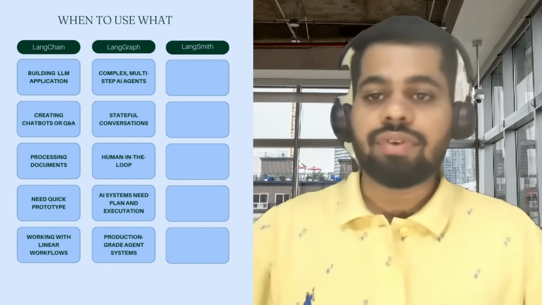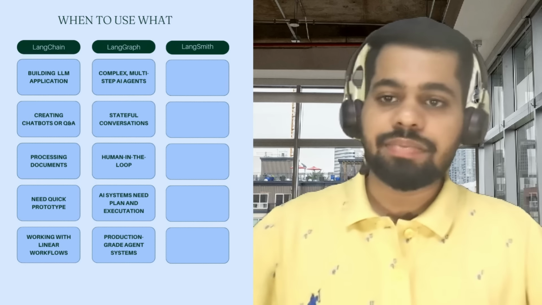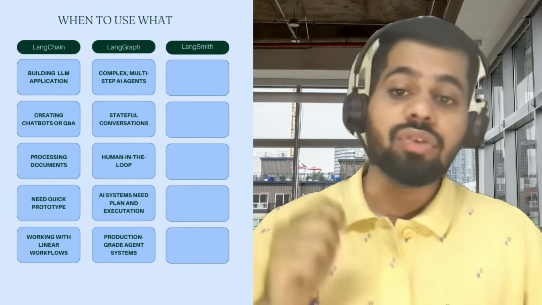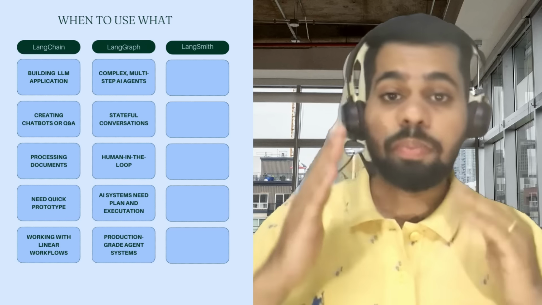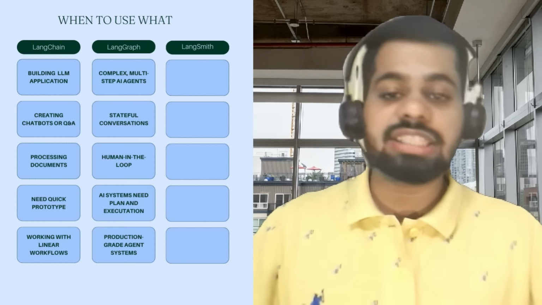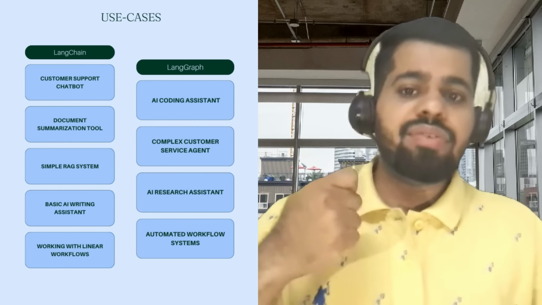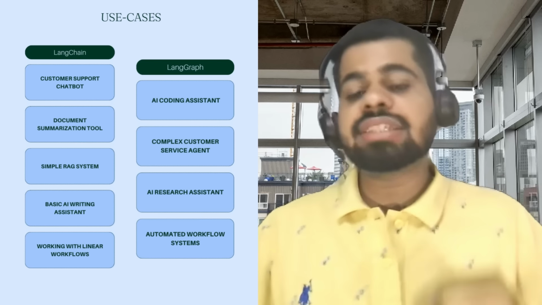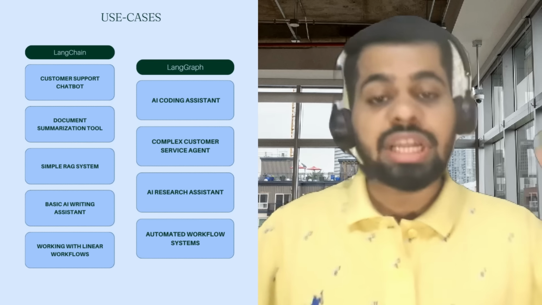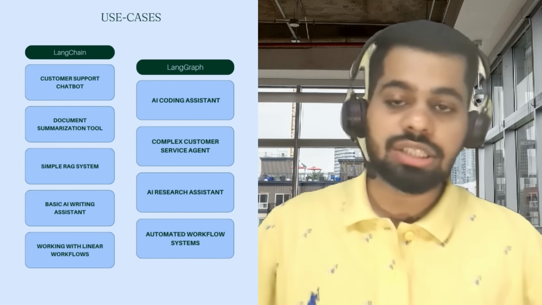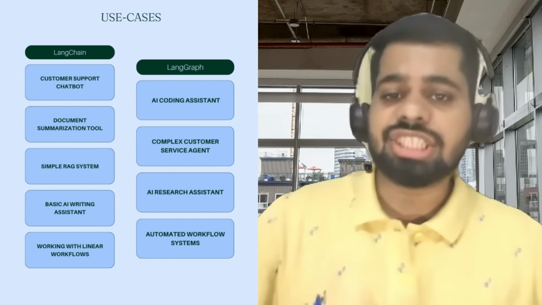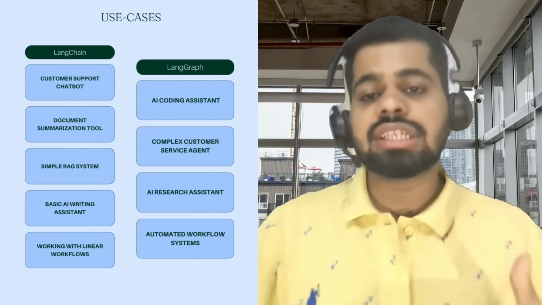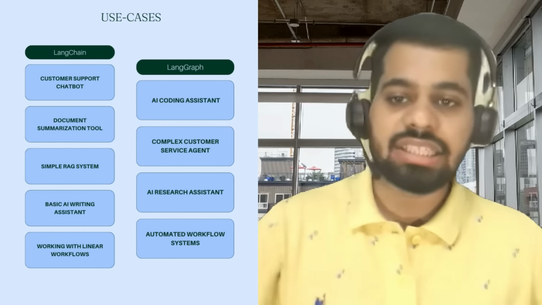Then when to use LangGraph? Building a complex multi-step AI agent. Needs stateful conversation that remembers the context. Requiring human in the loop in the workflow. Creating AI systems that need to plan and execute. Building production grade agent systems. For example, building an AI coding assistant that can debug and iterate, or building a complex customer service agent that can do multiple escalations in various stages, or building an AI research assistant that can gather, analyze, and synthesize information. These are the use cases where LangGraph will be more helpful than LangChain.